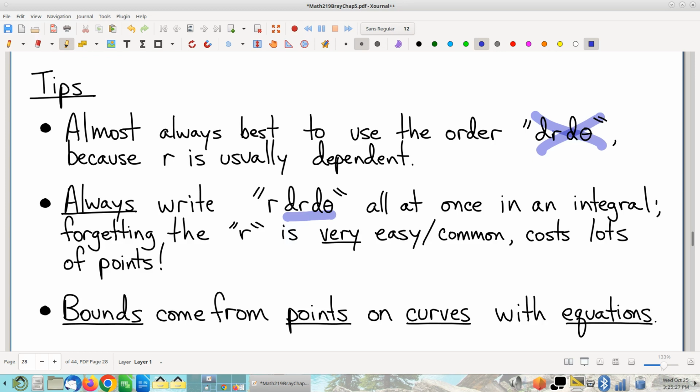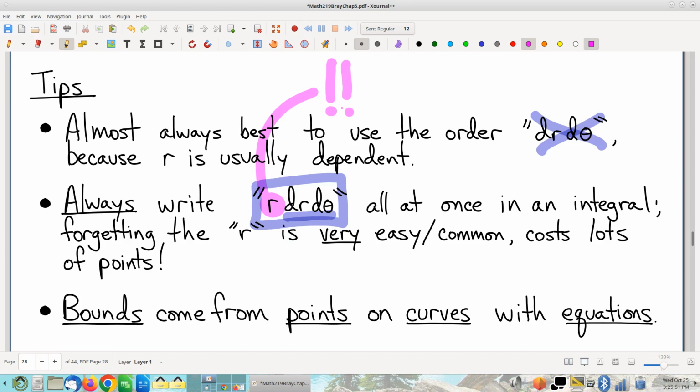You're never going to have just dr d theta. It's always going to be r dr d theta, because r is your stretching factor. When you're doing a polar coordinate integral, you are doing a pullback. You are doing a change of variables. You will always have that there. Right? So here's the problem.